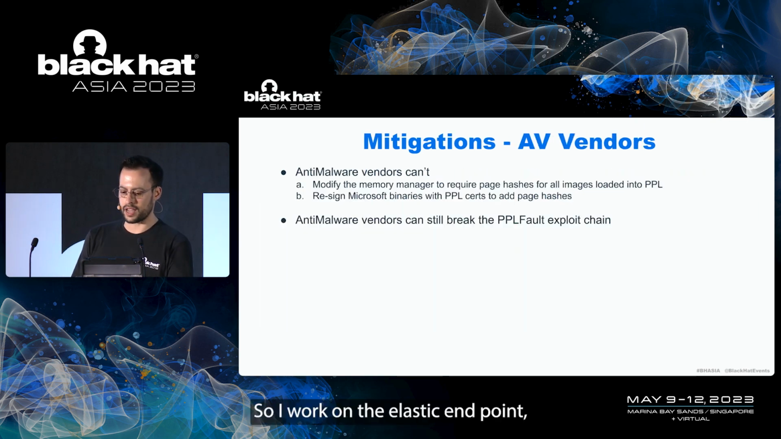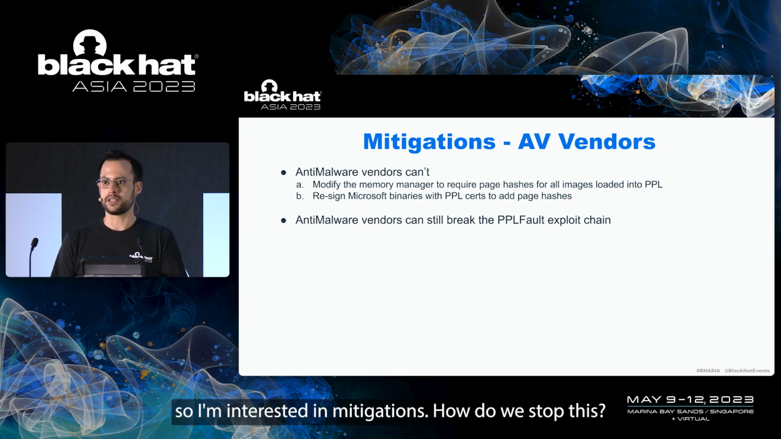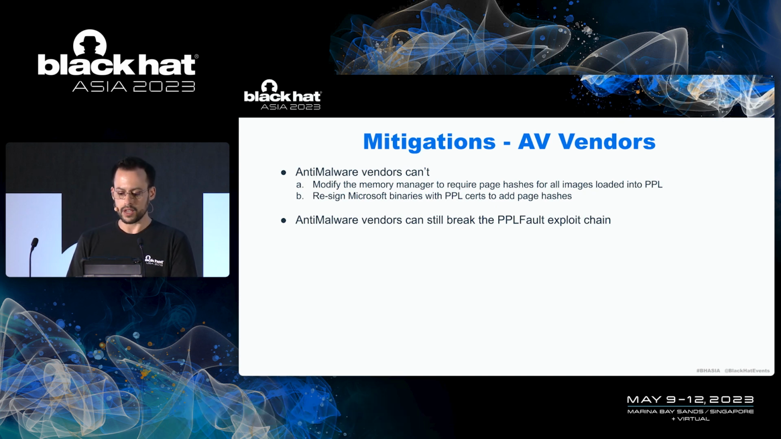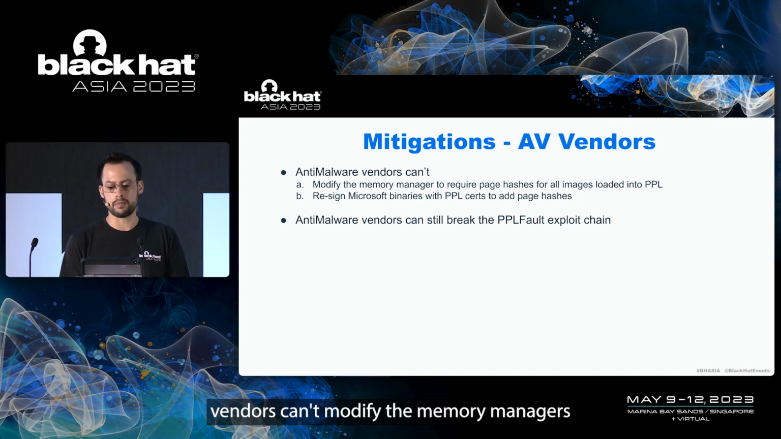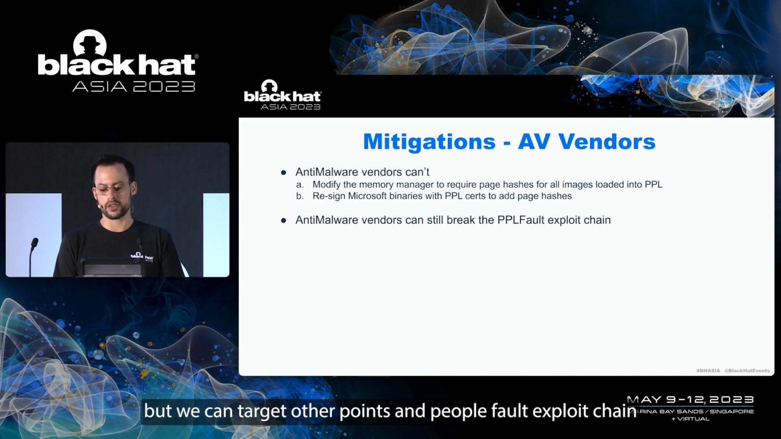So I work on the Elastic Endpoint, which is an antivirus and EDR. So I'm interested in mitigations. How do we stop this? Well, AV vendors can't modify the memory manager's behavior to require page hashes, but we can target other points in the PPLFault exploit chain.